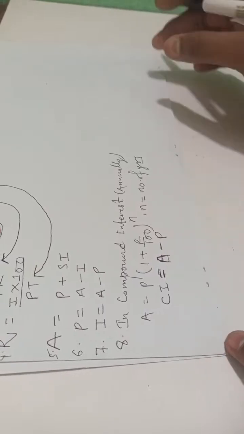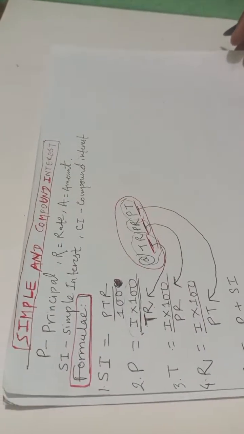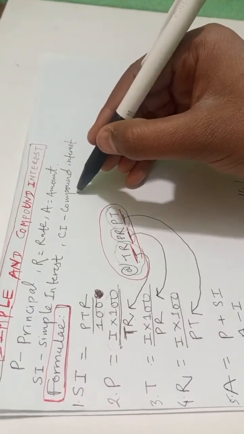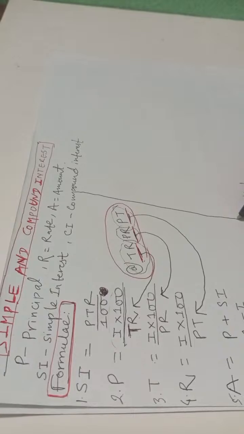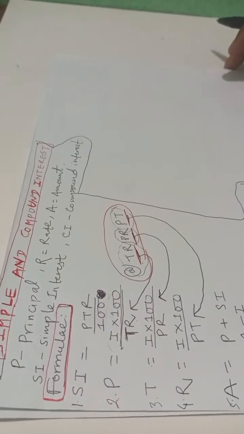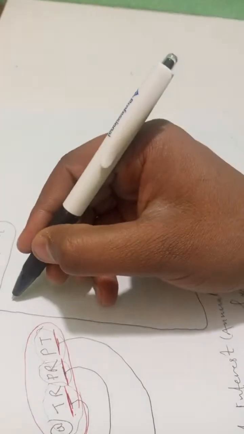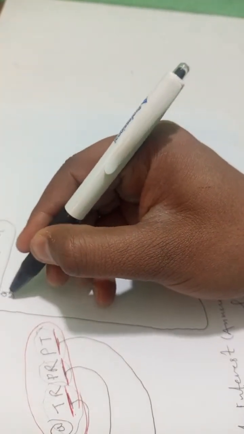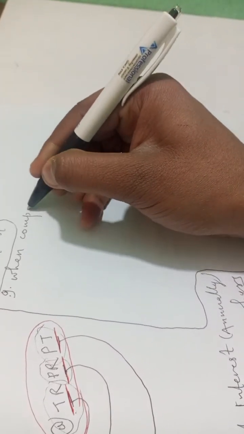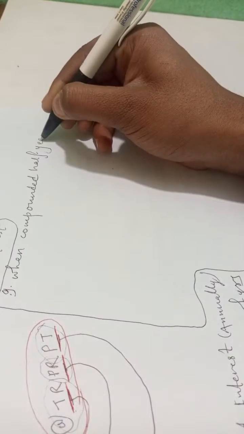And there is another formula, formula number 9. We will do the formula number 9: when compounded half yearly.